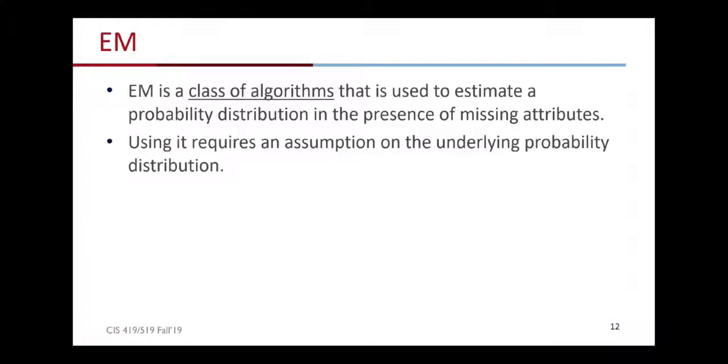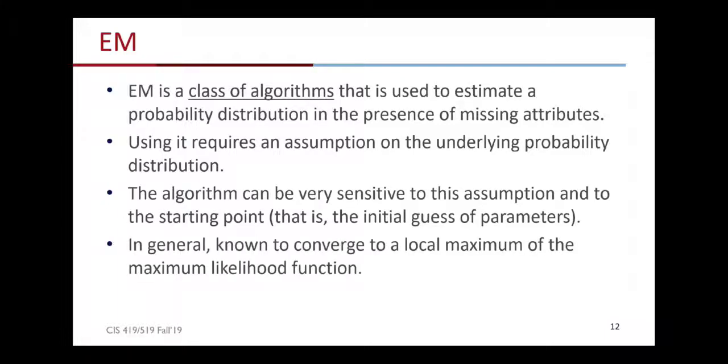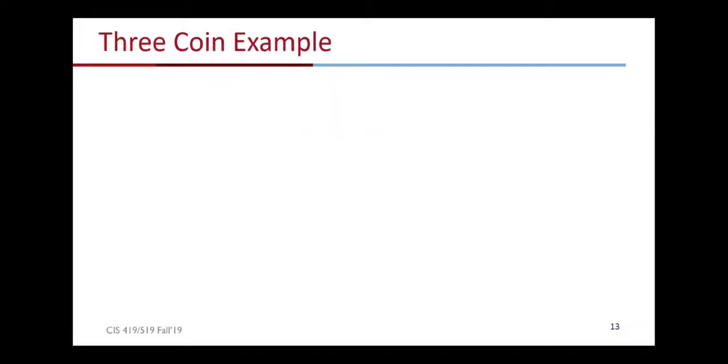Now, it requires an assumption on the underlying probability distribution, and it's very sensitive to this assumption, and also to the initial guess of the parameters, which is very related. So if you believe that you work with one family of distributions, but really the data was generated with another family of distributions, it may not work at all. But if you made the right assumption, it's known to converge to a local maximum of the maximum likelihood function, which is good because then you can restart multiple times. Eventually, you'll get a good enough local maximum.